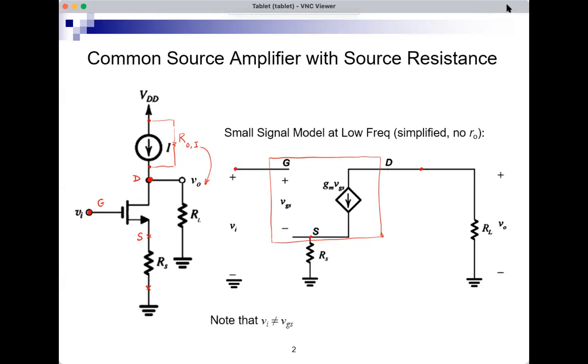So the first thing we notice is that the input is no longer equal to VGS. When there's no RS, VGS is equal to VI. Now, VI and VGS are not the same. VI is the potential here from ground to gate. VGS is the potential here from gate to source. And then there is this potential across RS, which is the difference between VI and VGS. So VI is VGS plus the drop in RS.